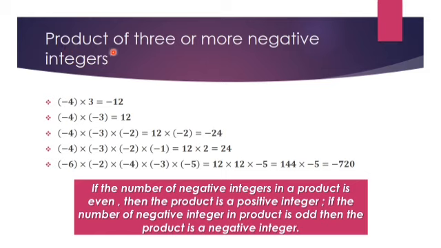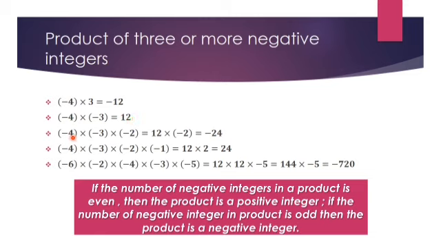Then the next topic is product of 3 or more negative integers. We already learned about the product of 2 integers. First case is the product of a positive and a negative integer, and the second is the product where both are negative integers. You can see minus 4 into 3, negative and positive. How do we multiply? You already learned it. 4 into 3 is 12 and put a negative sign. We get minus 12. In the case where both are negative integers, minus 4 into minus 3, 4 into 3, 12, and put a positive sign.